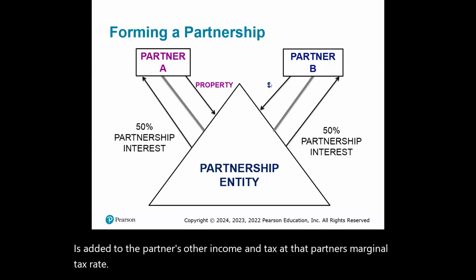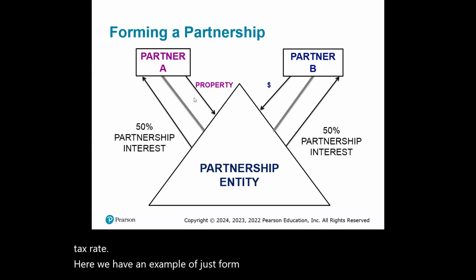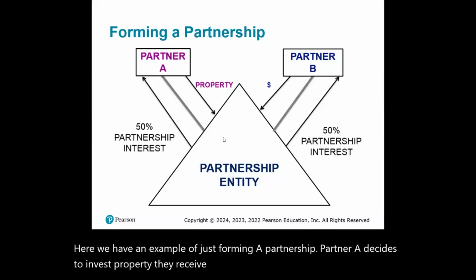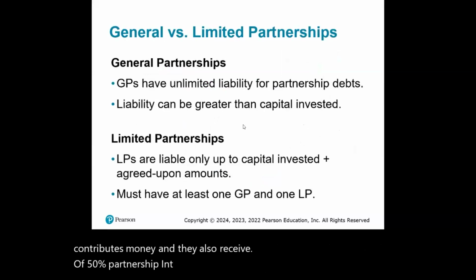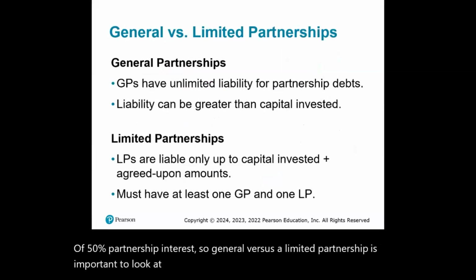Here we have an example of forming a partnership. Partner A decides to invest property. They receive 50% partnership interest. Partner B contributes money, and they also receive a 50% partnership interest.